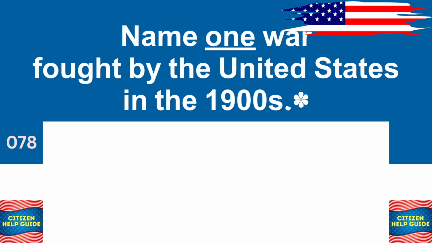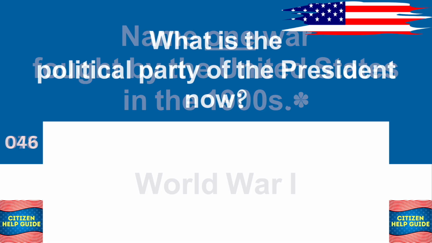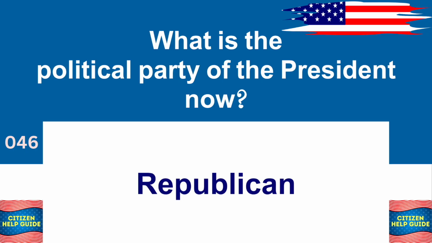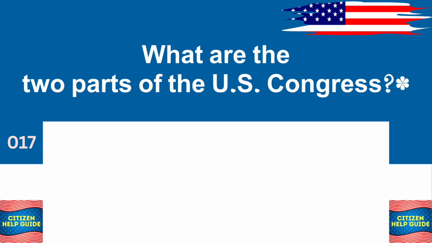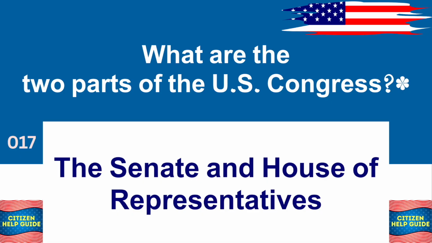Name one war fought by the United States in the 1900s. World War I. What is the political party of the president now? Republican. What are the two parts of the U.S. Congress? The Senate and House of Representatives.